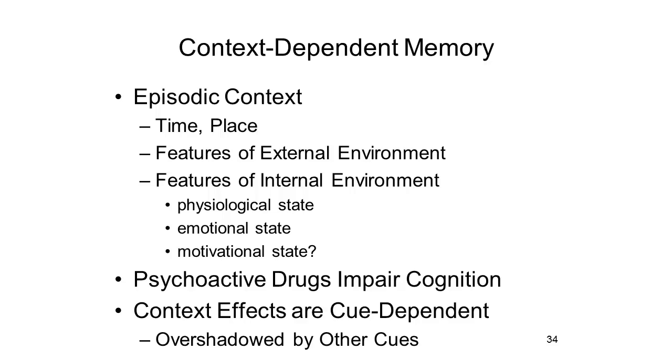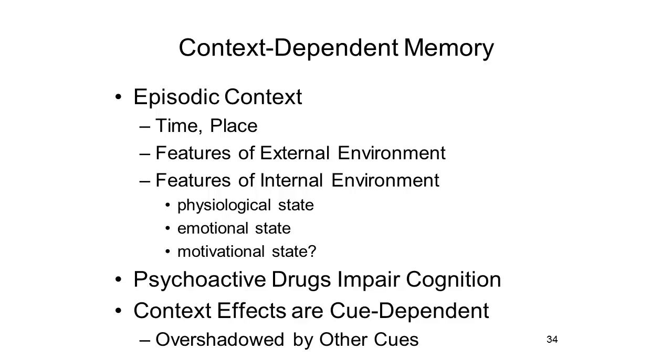Alcohol, like all psychoactive drugs, generally impairs cognitive functioning. It impairs both memory encoding and memory retrieval. So while it's true that if you're slightly intoxicated while encoding, you'll remember better later on if you're also slightly intoxicated, the fact is that you'll do much better if you're sober on both occasions.